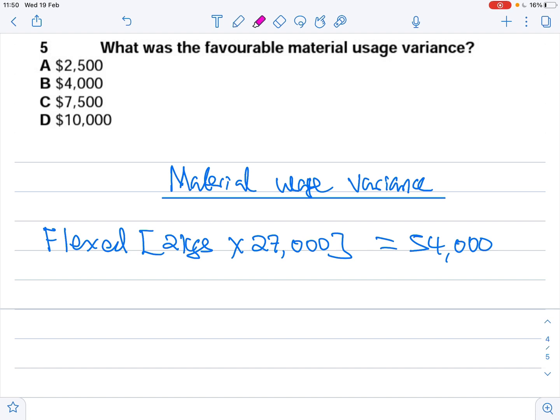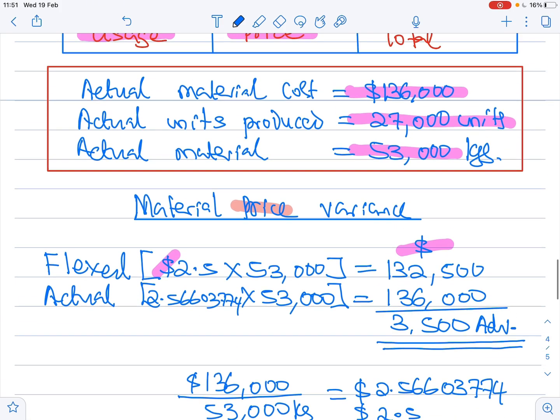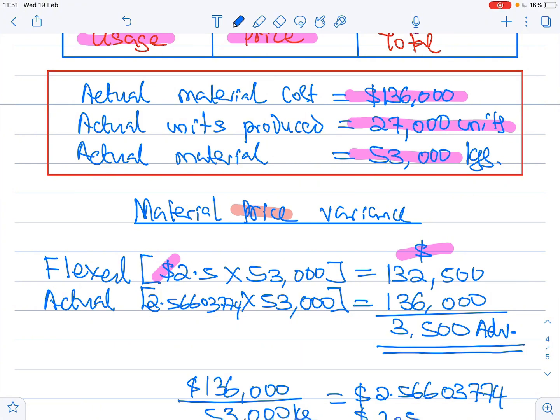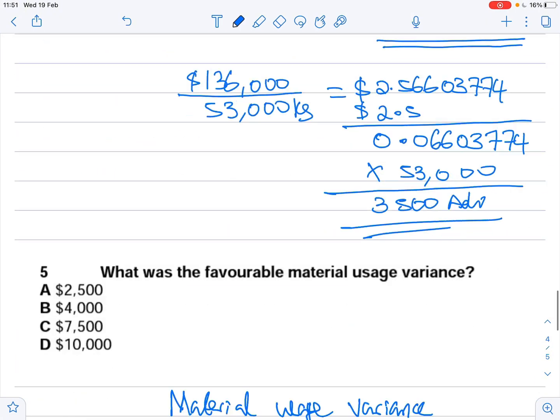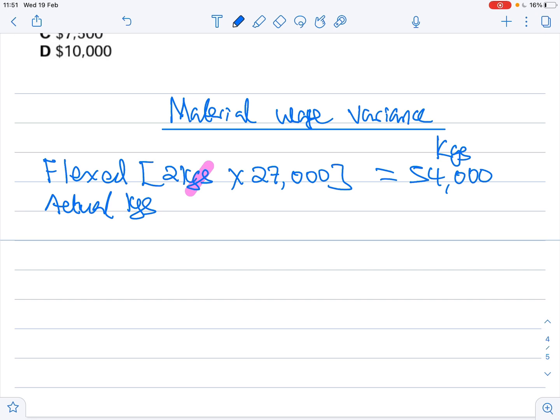And then the answer to that is this. Please come in. So this is kgs. So you need to come in and say this is in kgs. All right. So you need to compare this 54,000 kgs with the actual kgs. From the question, the actual kgs is 53,000. So let's put that down. So this is 53.